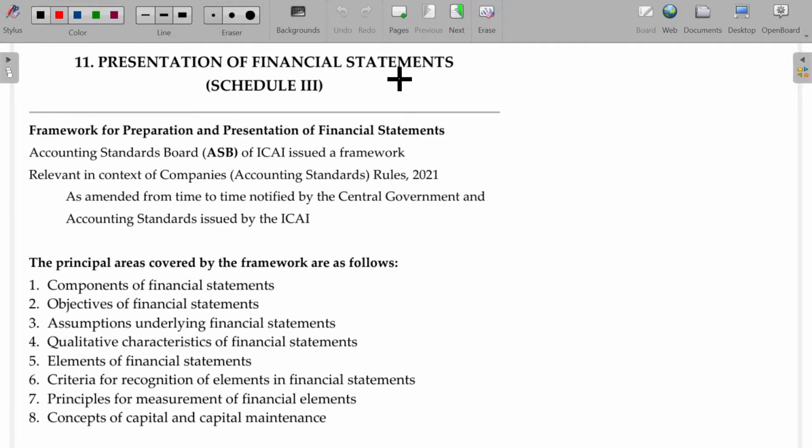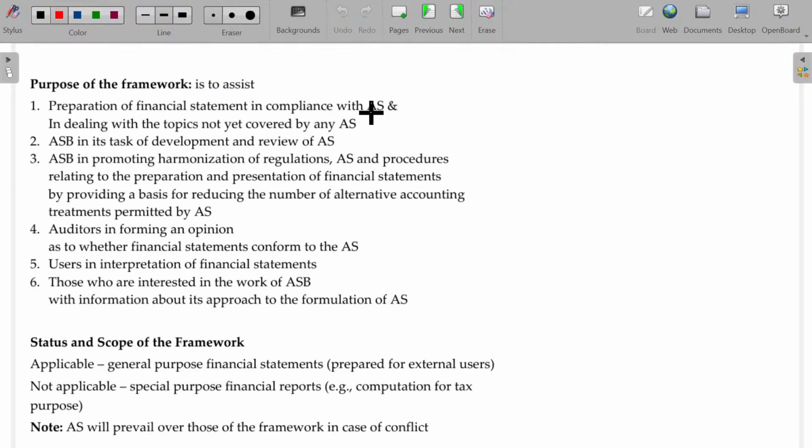Presentation of financial statements in the Companies Act, Schedule number 3, the financial statements are prescribed.